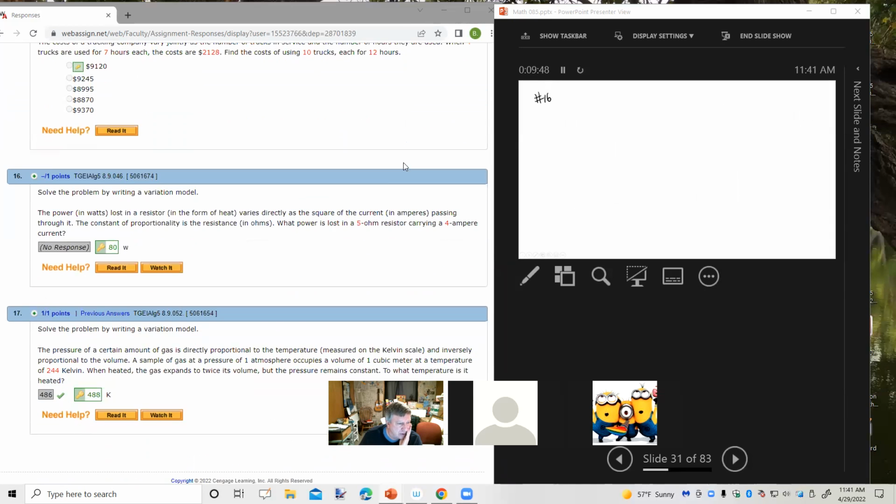Solve the problem by writing a variation model. The power in watts lost in a resistor varies directly as the square of the current in amperes passing through it. So we've got direct variation. So power, which is in watts, so we use W for watts. I could have used P, but varies directly. Square the current. C is going to be current in amperes or amps. The constant of proportionality is resistance.